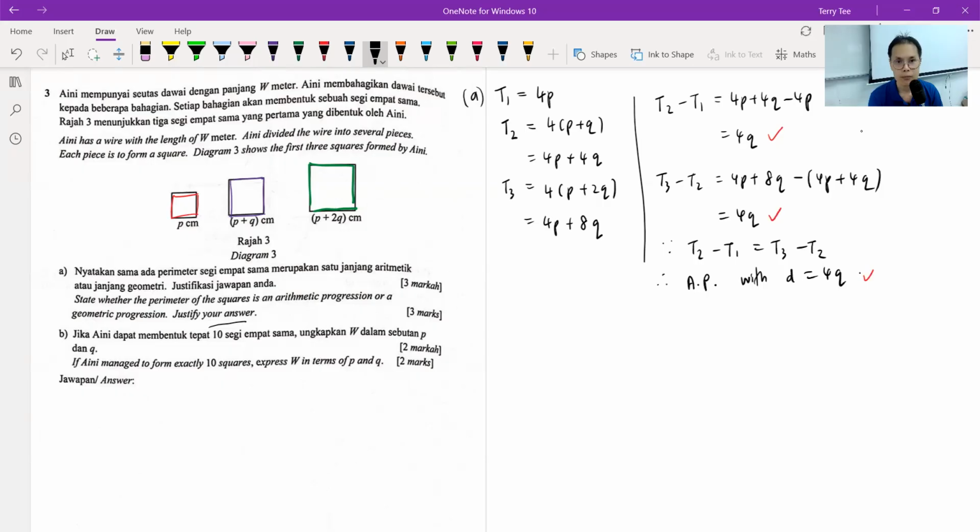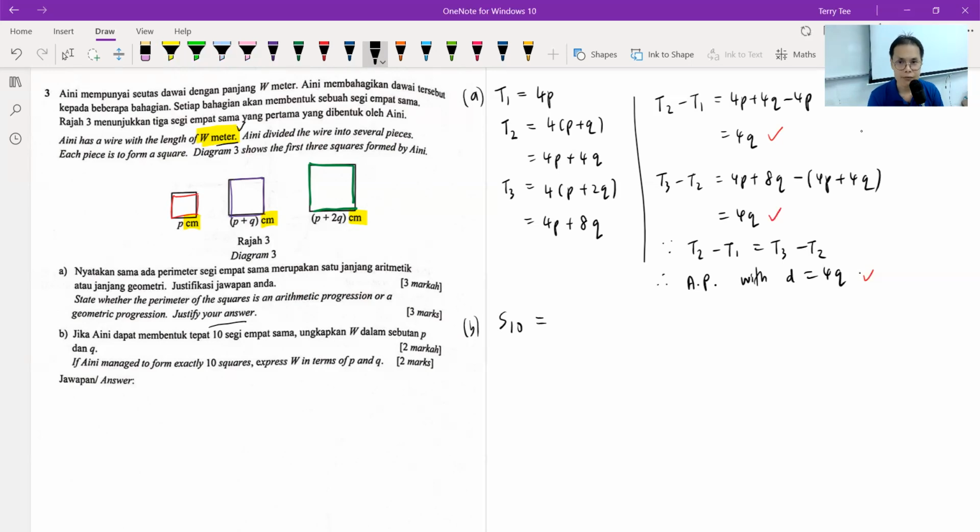If I only manage to form exactly 10 squares, express W in terms of P and Q. Okay, the thing that you have to be careful about is this. This is in meter, whereas everything else is in cm, right? So we can say S10, the sum of the first 10 squares, gives us this value here. But this is meter. Remember, you got to change to cm.